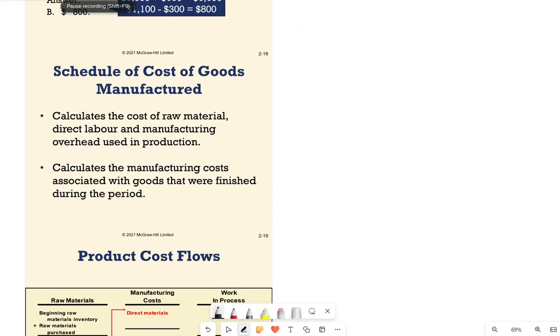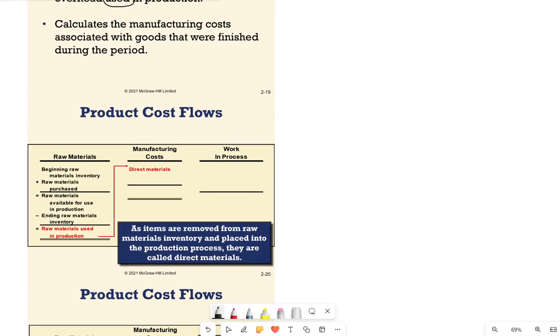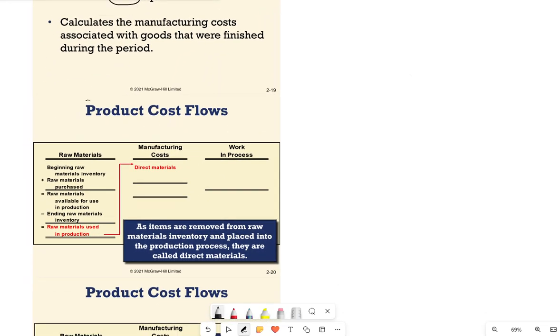Now going to your next one. It's asking, how do we calculate the cost of goods manufactured? I briefly explained it. What we do is calculate the cost of raw material, direct labor, and manufacturing overhead that is used in production, and that will be the manufacturing cost. Then we move it to the finished goods, and you're going to have a finished goods inventory. We call this a product cost. So this is the flow of your product cost.